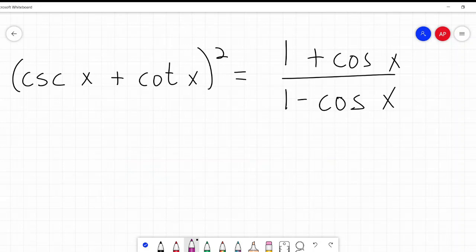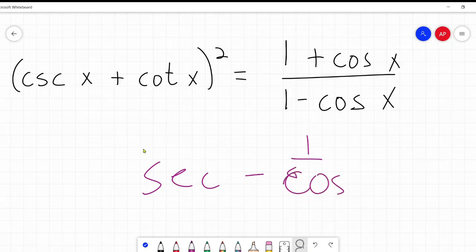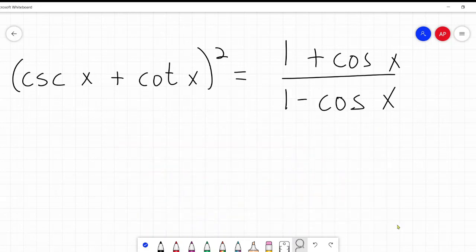What do I mean when I say everything? Well, what is cosecant? 1 over sine. All right. What is secant? 1 over cosine. What is tangent? Tangent is sine over cosine. What is cotangent? Cosine over sine. You can change everything into terms of sine and cosine. This will help you out immensely. So that's where we're going to go.